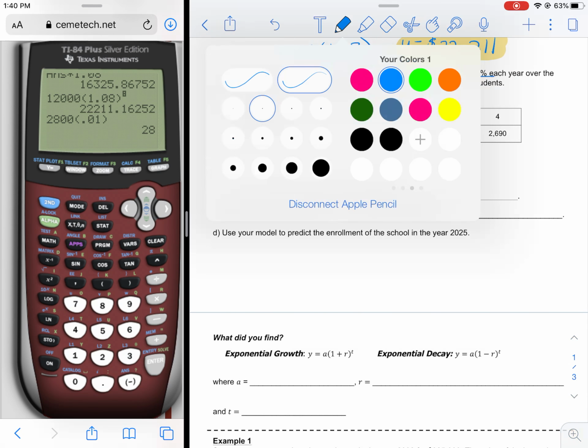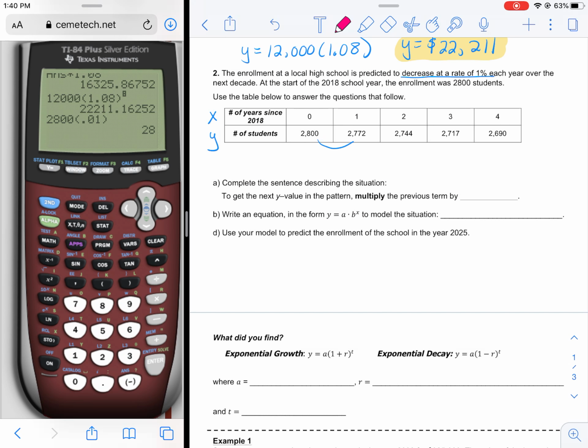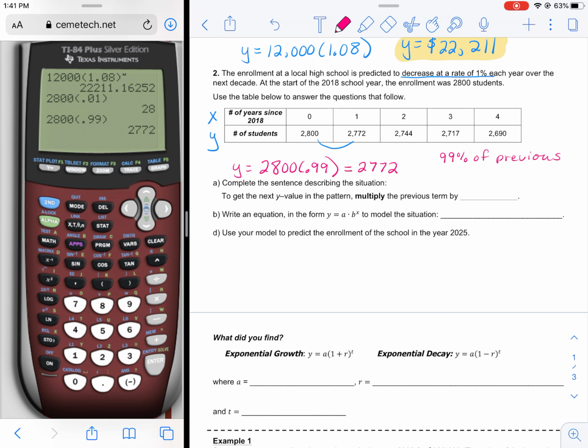Think about the population the following year. If it's decreasing by 1%, each year the population will be 99% of what it was the year before. So if instead I do 2,800 times 0.99, that should take me directly to the answer. That prevents you from having to multiply and then subtract. And notice there's your 2,772. So each year the population is 99% of the previous year. That's why our multiplier is 0.99.